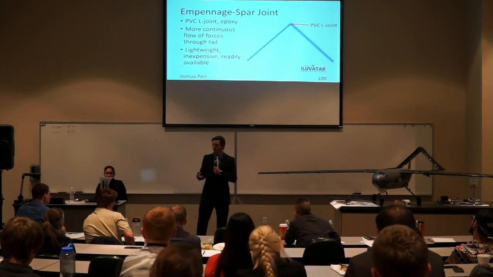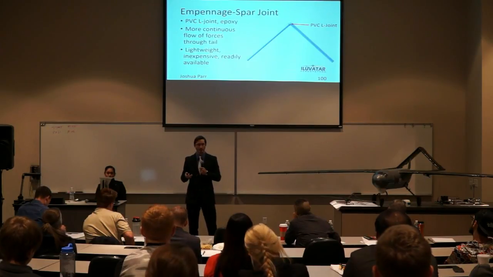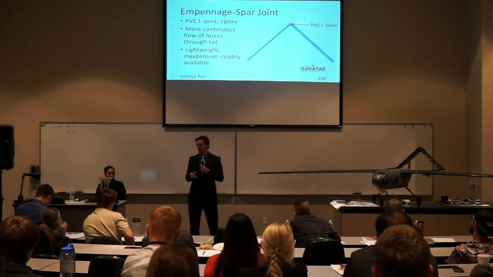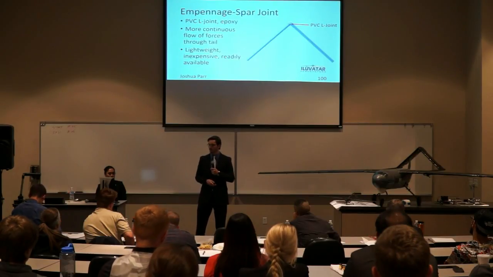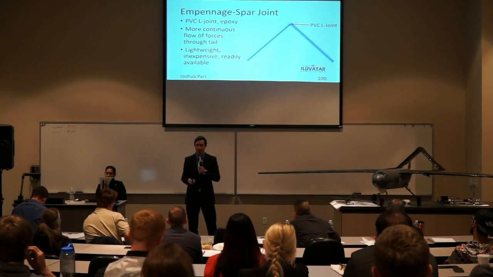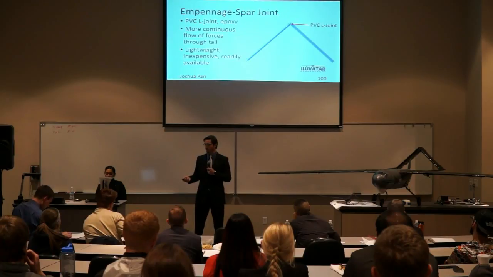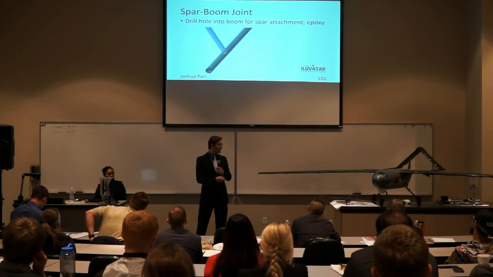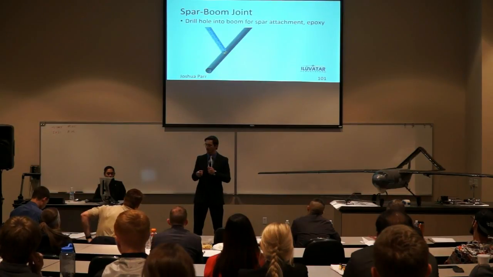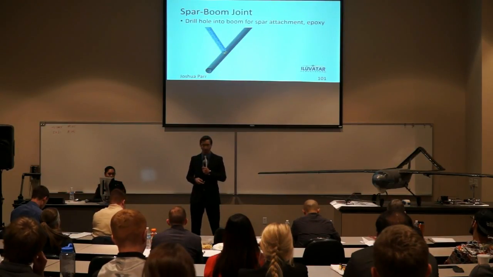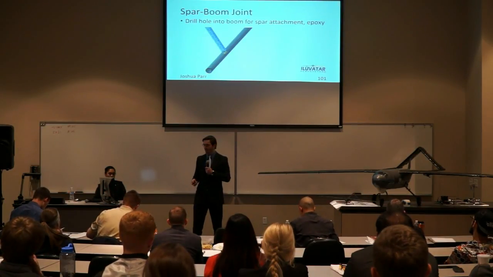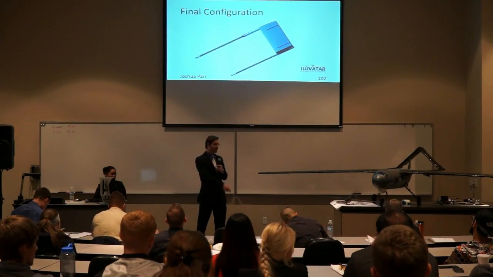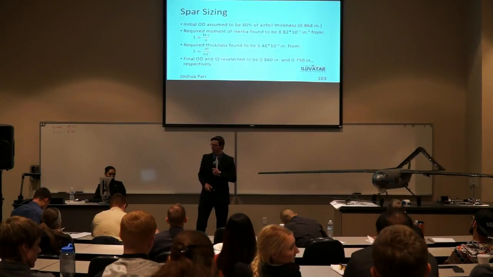Then for the empennage spar joint, we use a PVC L joint that was just epoxied into the 2 carbon fiber spars. This allowed for more continuous flow of the forces throughout the tail. We use PVC because it's lightweight, inexpensive, readily available, and is plenty strong because the tail won't see a lot of load. Then we have the boom spar joint. For the boom spar joint, we just drilled a hole into the boom, inserted the spar in there, and epoxied it into place. Once again, we did an overlay to strengthen that joint. This is our final configuration shown here, or you can just see it on the actual model right there.